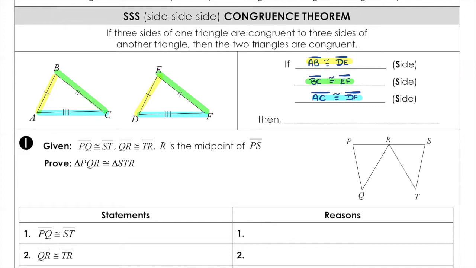Like I told you yesterday, the first one is always in alphabetical order. So we'd say triangle ABC is congruent to who? Triangle DEF.